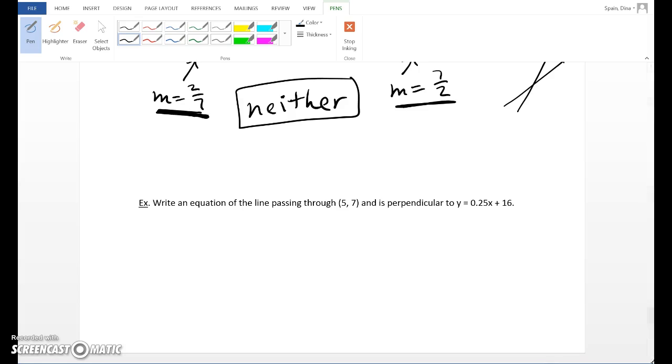Write the equation of a line that passes through the point (5, 7), and it's perpendicular to this given line. This gives an indication as to the slope that we're going to use, because it didn't give us two points, so we can't calculate the slope. We've got to figure out the slope using the fact that it's perpendicular to this line. Let's look at the slope of this given line first. Slope is 0.25. 0.25 is 1/4, same thing. That's the slope of the given line.